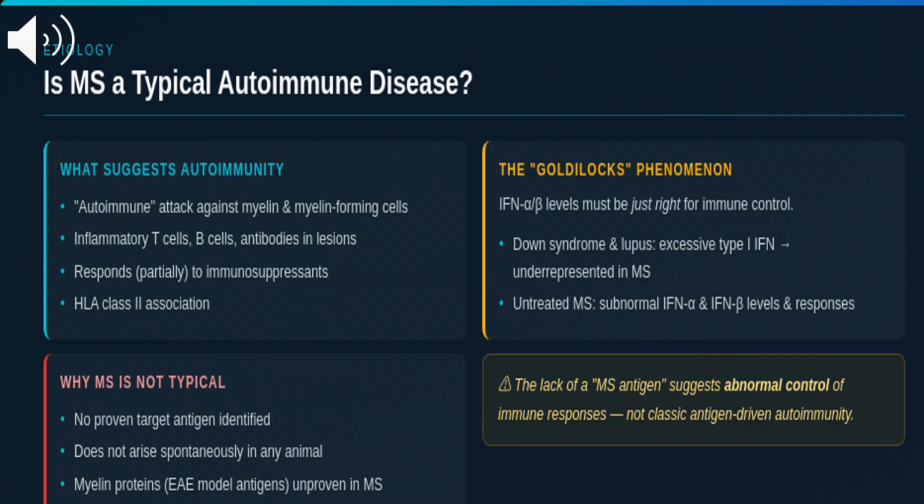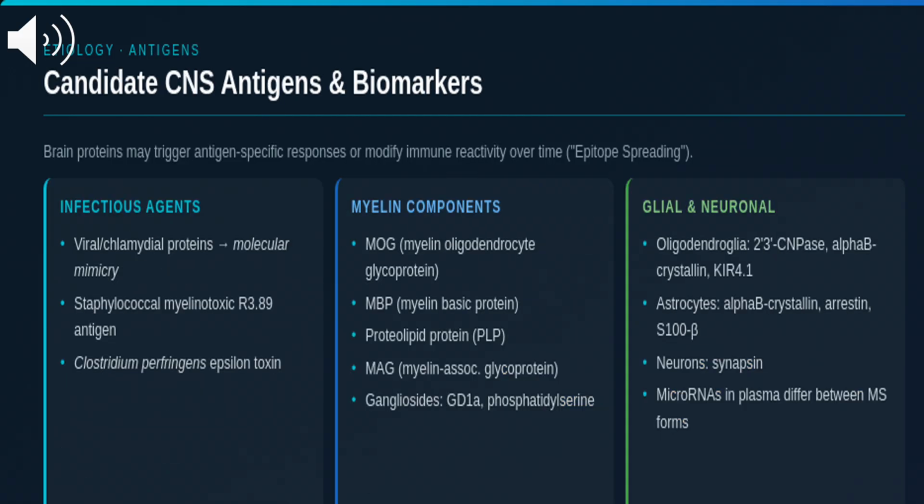textbook antigen-driven autoimmune attack. Despite the lack of a proven causative antigen, a rich body of research has identified numerous candidate CNS antigens that may trigger antigen-specific responses or modify immune reactivity over time. Let me walk you through the main categories. The first category is proteins from infectious agents. The concept here is molecular mimicry, where viral or bacterial proteins share enough structural similarity with brain proteins that immune responses initially directed at the pathogen inadvertently attack the nervous system.